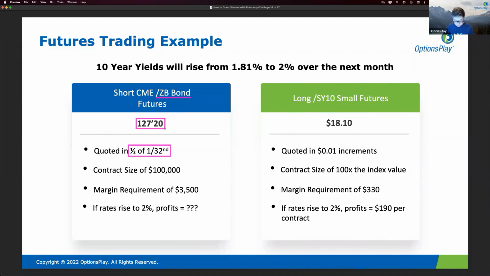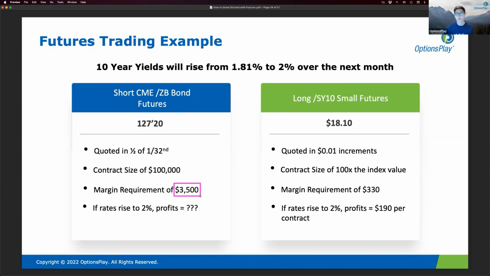Second of all, it's a contract size of $100,000. That's a notional value of a 10-year bond. So you're trading fairly substantial size, and many of us are not looking to take on exposure on interest rates at $100,000 at a time. The margin requirement, granted, you don't need $100,000. You need $3,500 to enter one of these contracts. Not a huge percentage, but certainly not a small chunk of change to get into that particular trade.